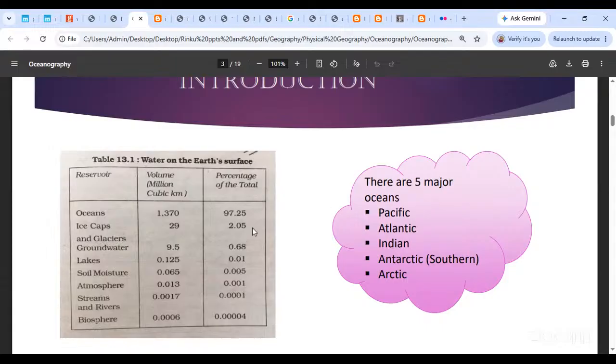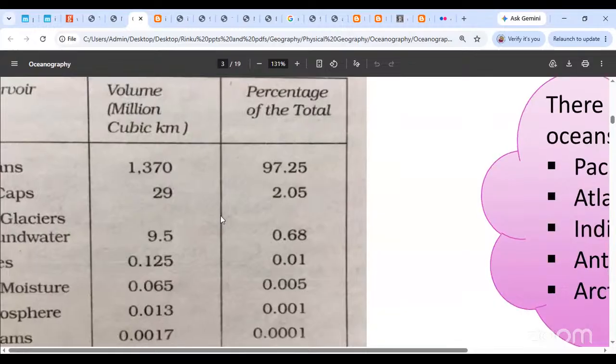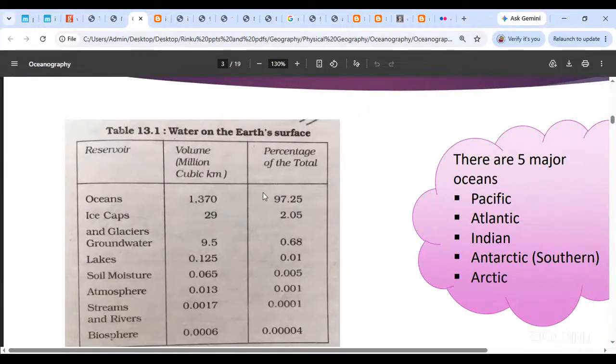All right. Now we discuss where the water on the Earth's surface is locked. Most of the water is locked in oceans. 97.25% of the water is locked in oceans, 2.5% is locked in ice caps and glaciers, and groundwater is around 0.68%.